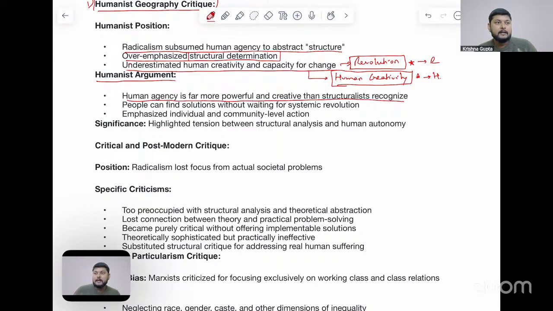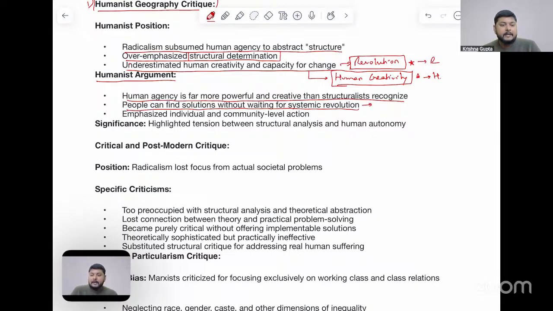Okay, structure, like there is an education structure. So this structure is not so rigid that human agency cannot overcome it. Yes, if humans want, they can change this structure. They can change the approach to the development of education in a region, in a country, or over the world. So it is not something which cannot be dealt with or worked with. Now, people can find solutions without waiting for a systemic revolution.